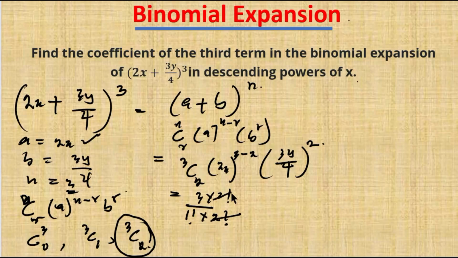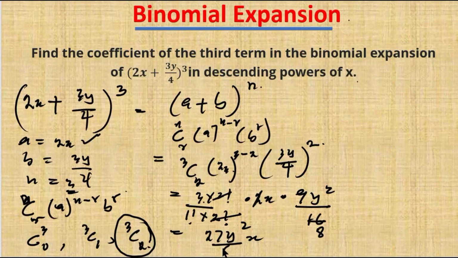Now 2 factorial here is 1, 2 factorial here is 1. Then I have 2x times 2x times 3y raised to the power of 2. That's 9y squared over 4 raised to the power of 2. That's 16. 2 here is 1. 2 in 16 is 8. So that this is equal to 3 times x times y squared times 9. 3 times 9, that's 27y squared x over 8.